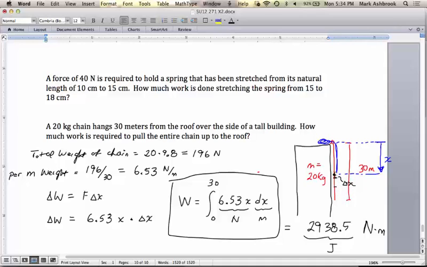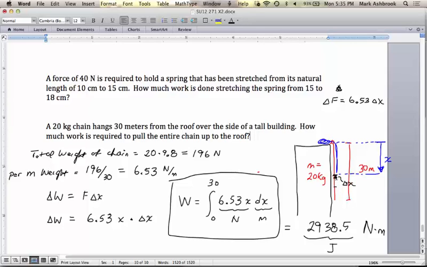How much does that little part of the chain weigh? What's the weight or the force for that little part of the chain? It's kind of like a delta F. So a little bit of the chain weighs what? 6.53 newton per meter times how many meters it is, delta x, right? So that's the weight of a little teeny piece of the chain.